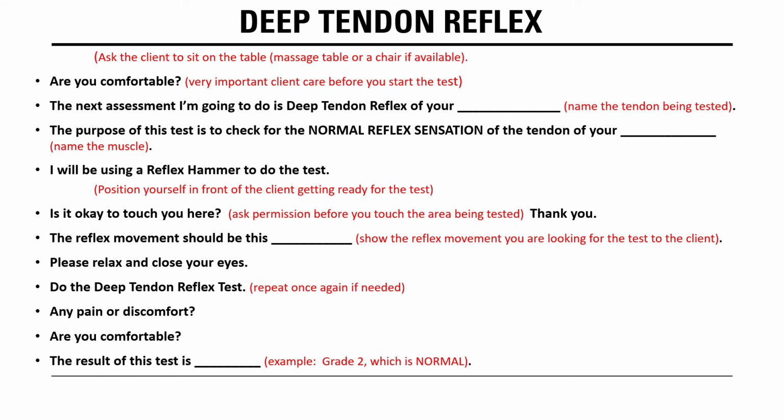Position yourself in front of the client getting ready for the test. Is it okay to touch you here? Please ask permission before you touch the area being tested. Then, when you get the permission, say, thank you. The reflex movement should be this blank, show the reflex movement you are looking for the test to the client. Then say, please relax, and close your eyes. Do the deep tendon reflex test.